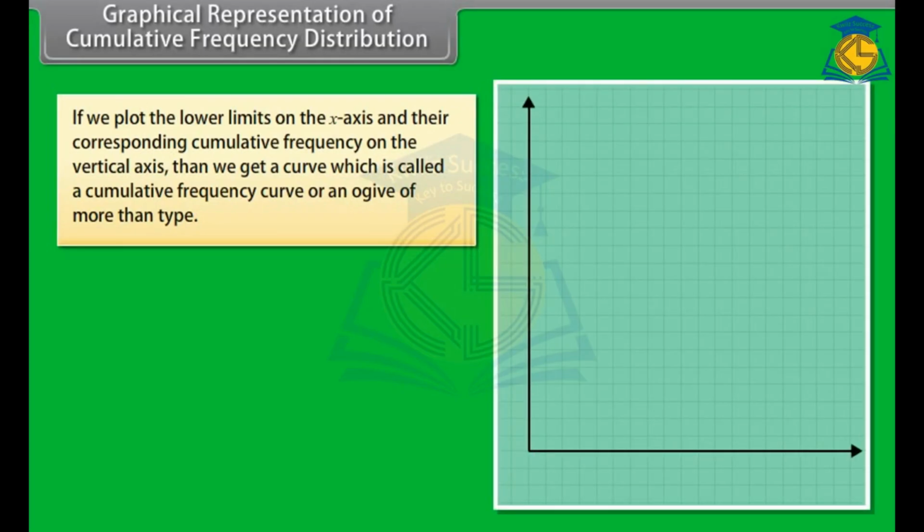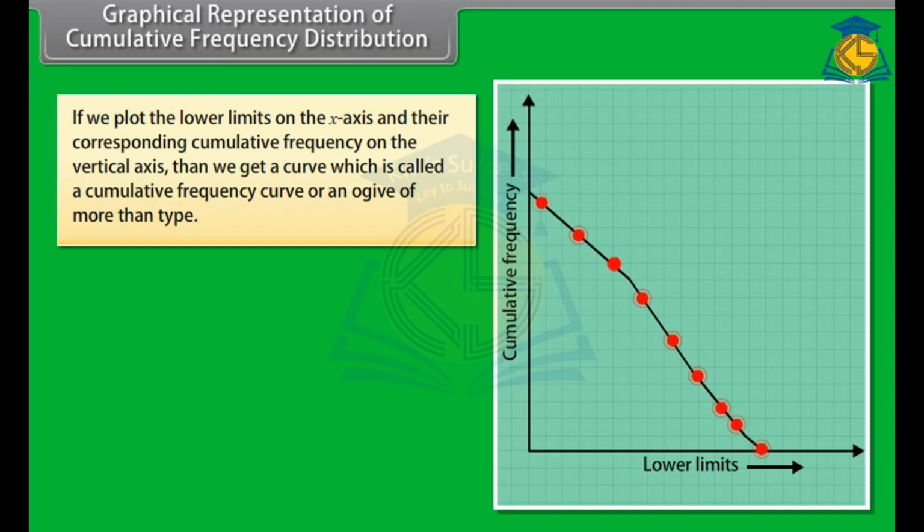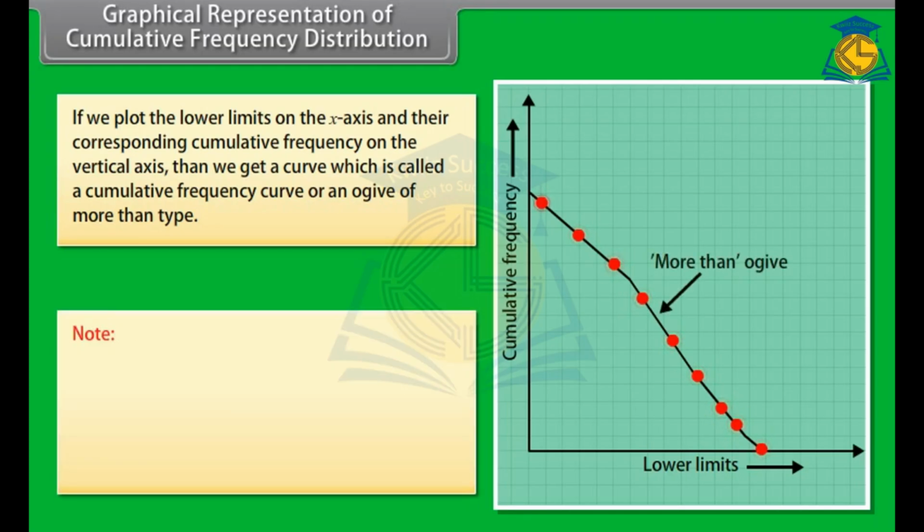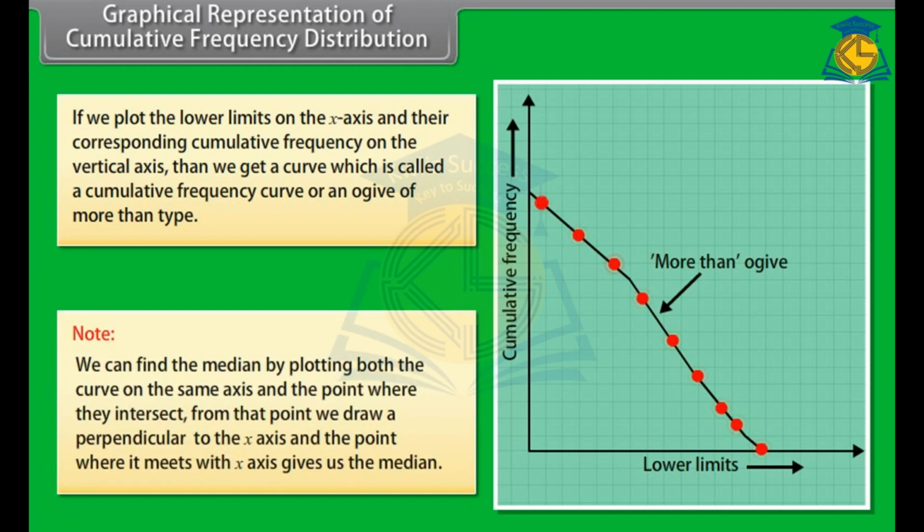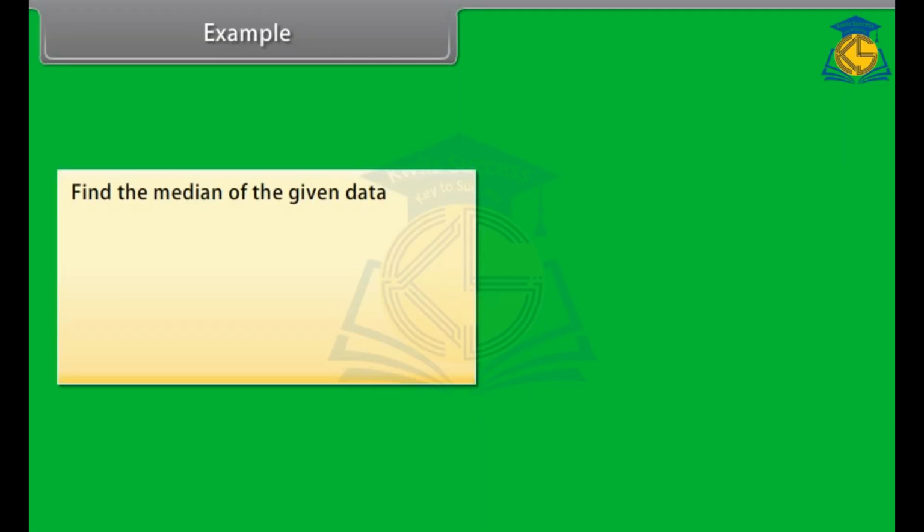If we plot the lower limits on the x-axis and their corresponding cumulative frequency on the vertical axis, then we get a curve which is called a cumulative frequency curve or an ogive of more than type. Note: we can find the median by plotting both the curves on the same axis and the point where they intersect. From that point, we draw a perpendicular to the x-axis and the point where it meets the x-axis gives us the median.